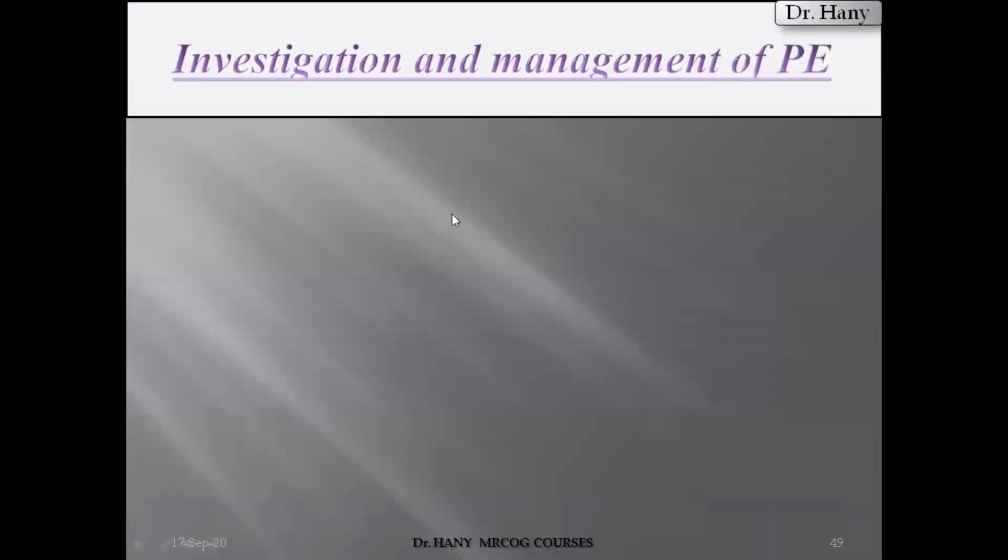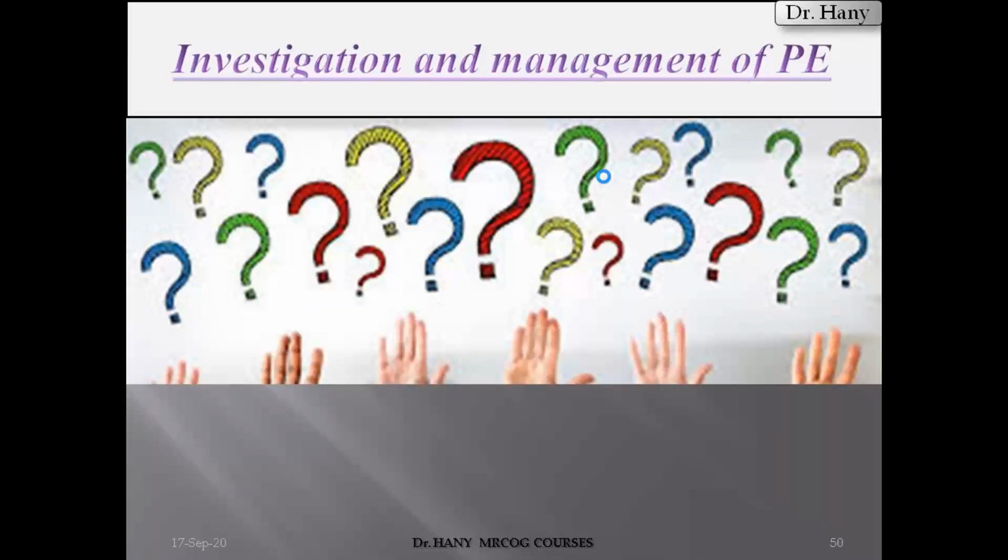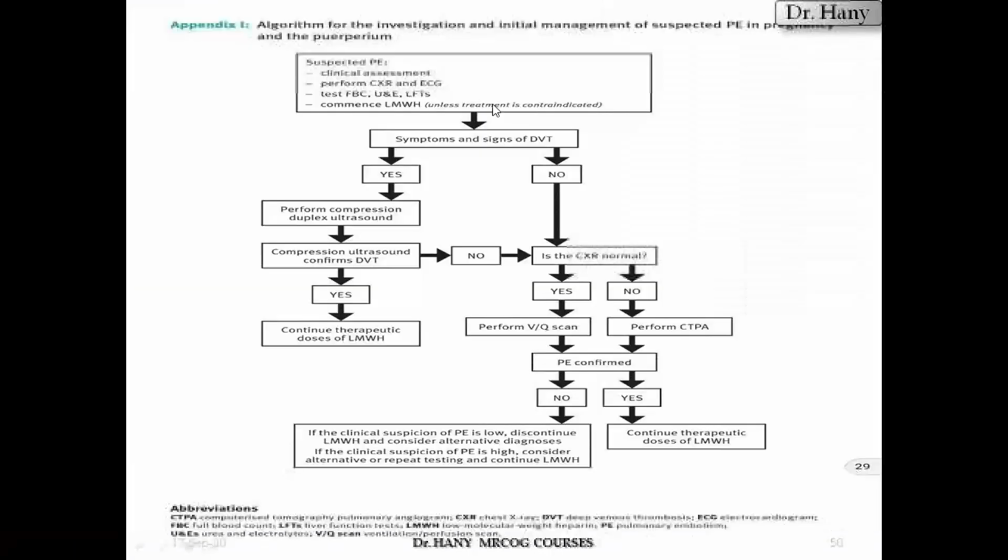Investigation and management of a pulmonary embolism. Pulmonary embolism is the second guideline for the VTE, and you should know this chart by heart. Once you suspect, you will do the assessment, then the investigation. Once you suspect pulmonary embolism, you will start low molecular weight heparin. This chart should be like your name.